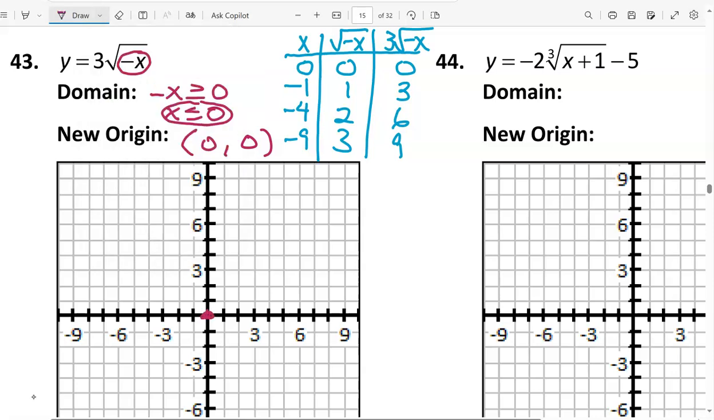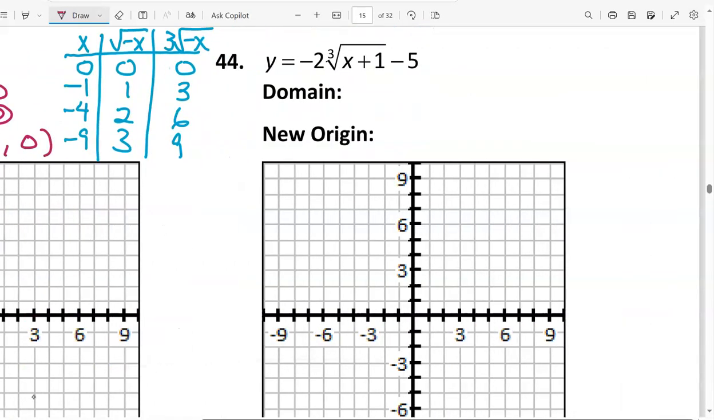There's no translation, remember. -1, 3, -4, 6, and negative 9, 9. And there's the graph of our function.